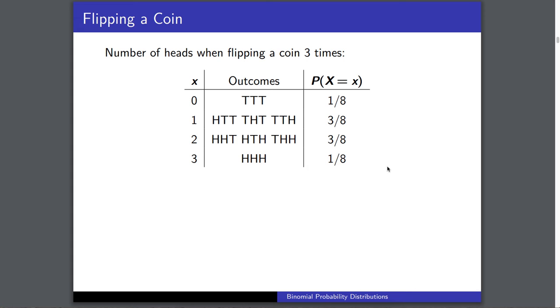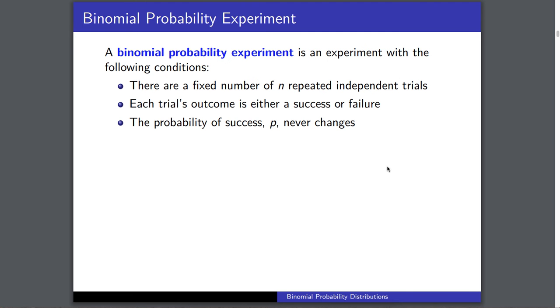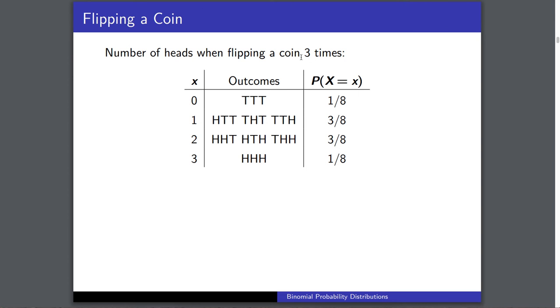So for instance, the number of heads when flipping a coin 3 times is a binomial experiment. First of all, if we run down the bullet points here, we do have a fixed number of n repeated independent trials. So we are flipping the coin 3 times, and each outcome is independent of the one before it. So fixed number of times, each of the outcomes are independent.